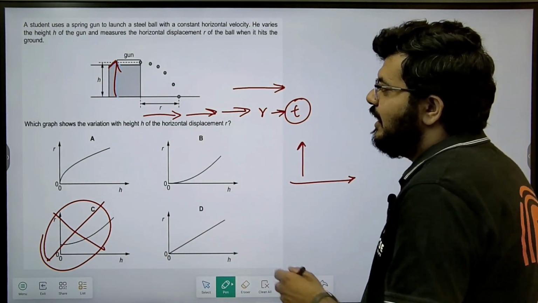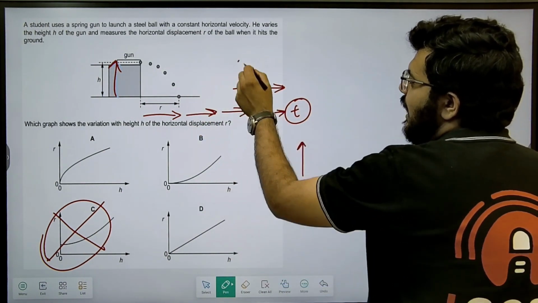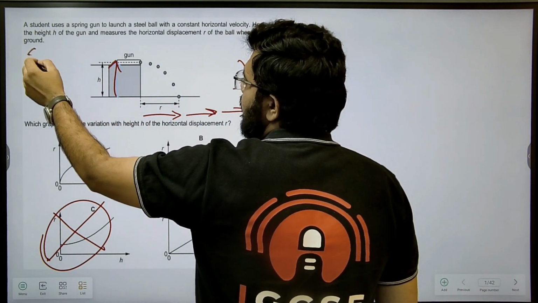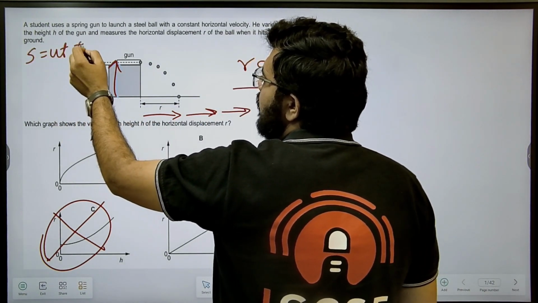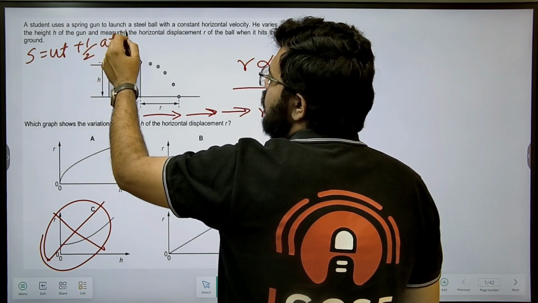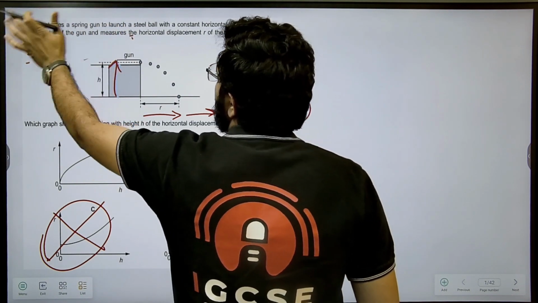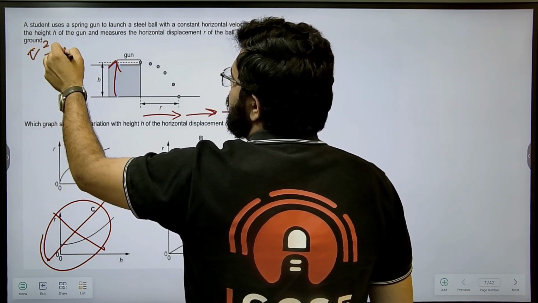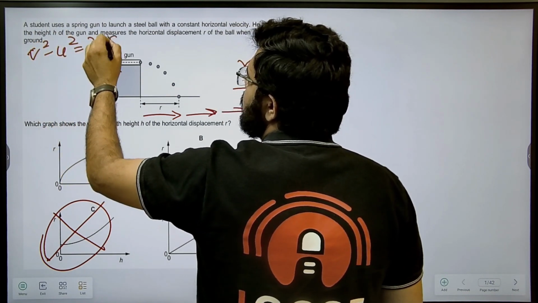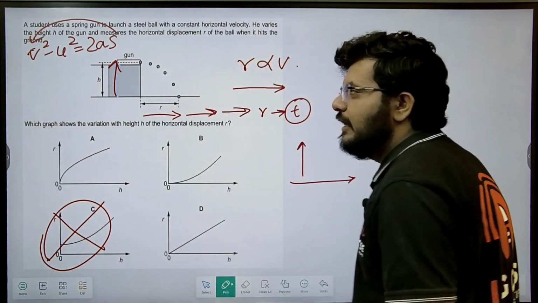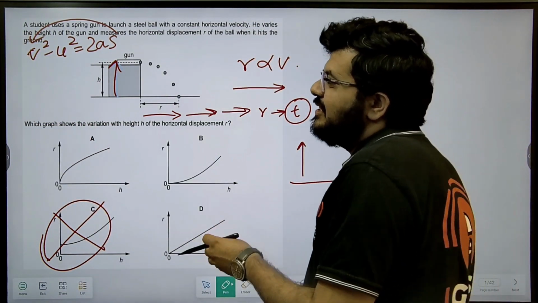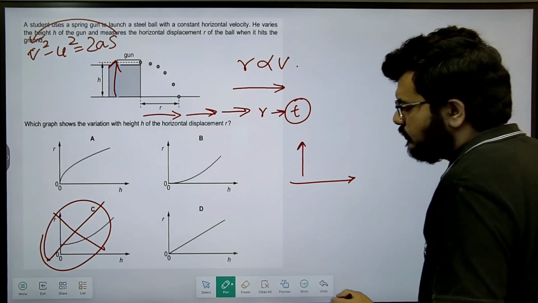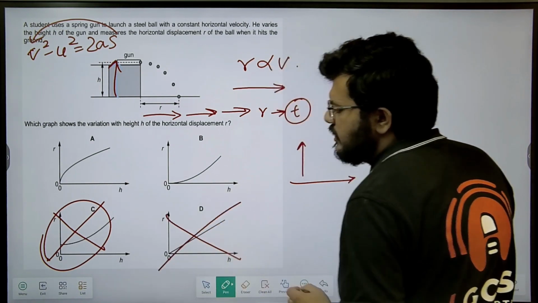Then they are not directly related, because r is directly proportional to v, but we know that s is equal to ut plus half at square, or for this question, actually you should be looking at v square minus u square is equal to 2as. So s and v are related by square, or s is directly proportional to the square of v, right? So this cannot be your answer.